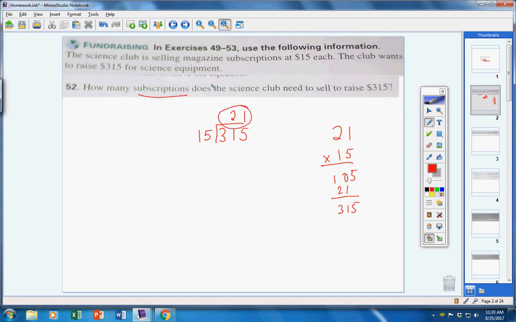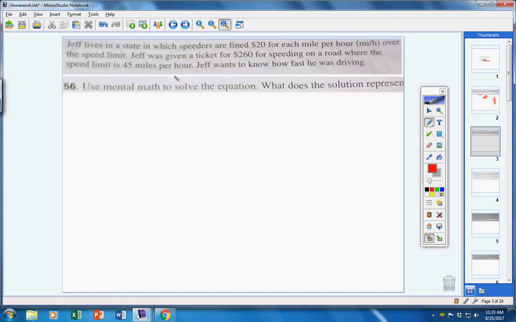21. Alright, number 56. This is the one where we're going to ignore the instructions and just solve, okay? So let's solve the problem. Here we go. Jeff lives in a state in which speeders are fined $20 for every mile per hour over the speed limit. For example, if the speed limit's 25 and Jeff was going 27, he was going how many miles over the speed limit? 2. Each mile an hour over is $20, so he would pay $40.